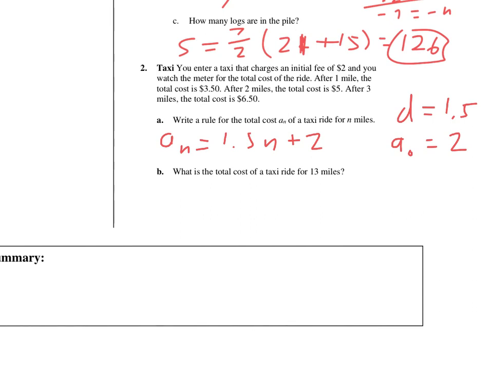What's the total cost for 13 miles? I'm actually going to say that this is not a sum. This is just a sub 13. If you can kind of see how this question is worded, at each step there, the a sub n is giving you the total cost, okay? So it's adding all that up for you. So in this case, it's just a sub 13. I'm just going to plug that in and get my answer here. So 1.5 times 13 plus 2, and that's going to give me 21.5.